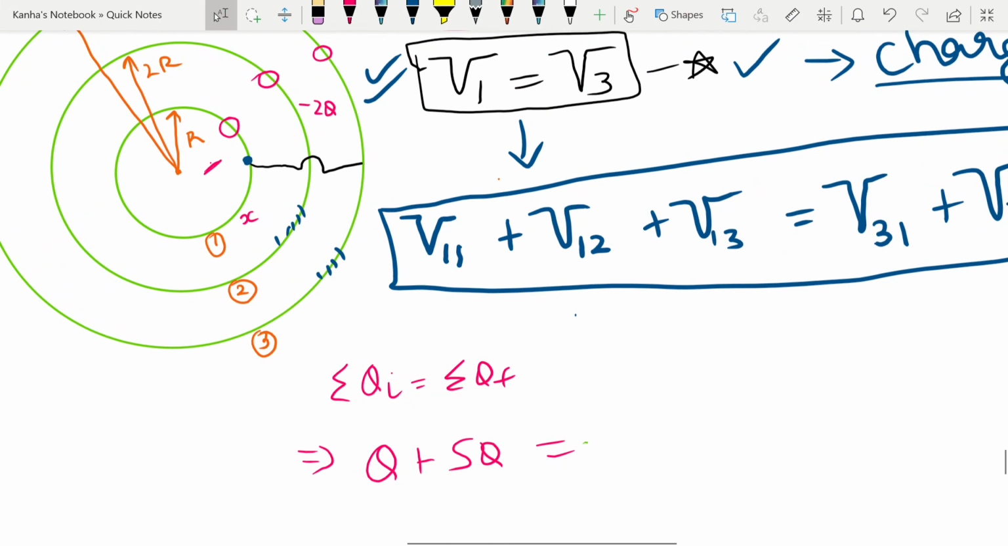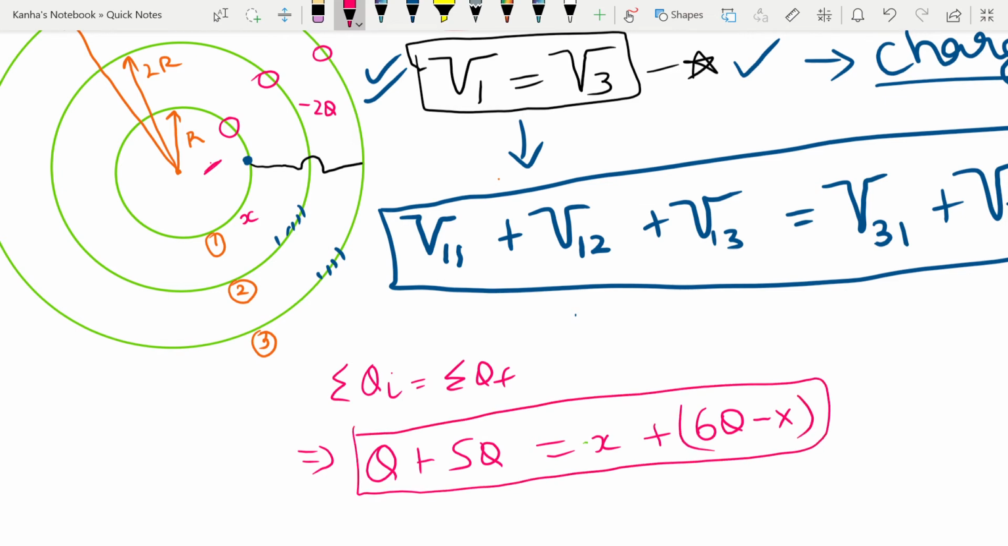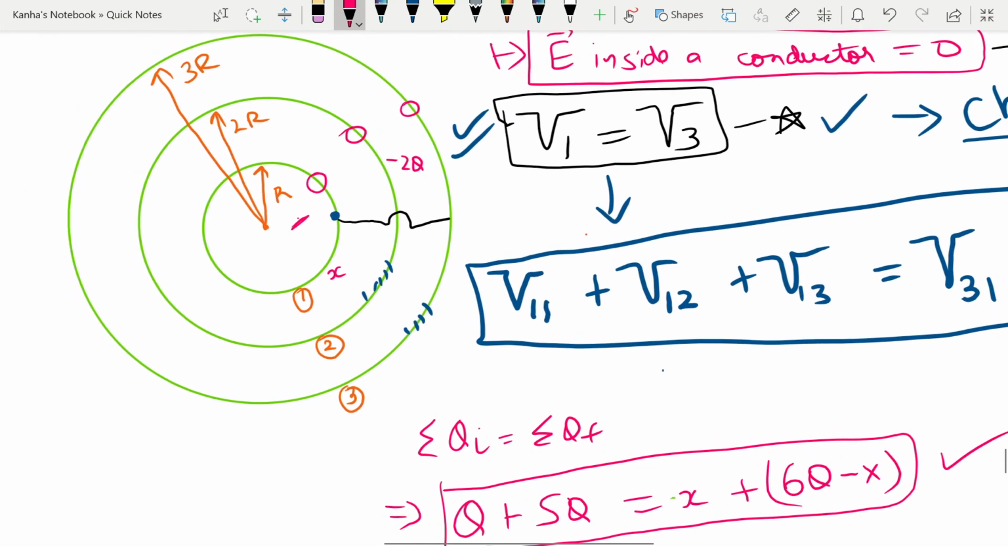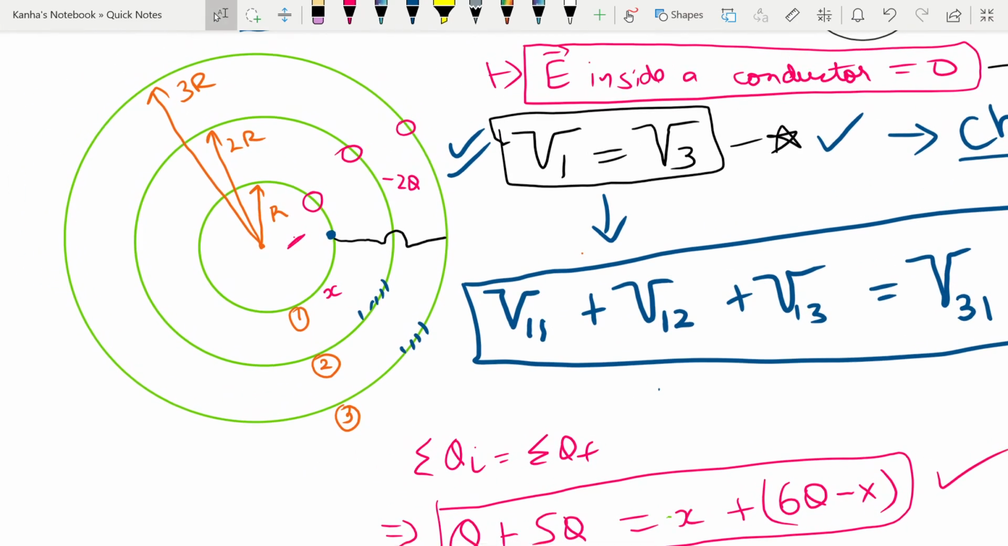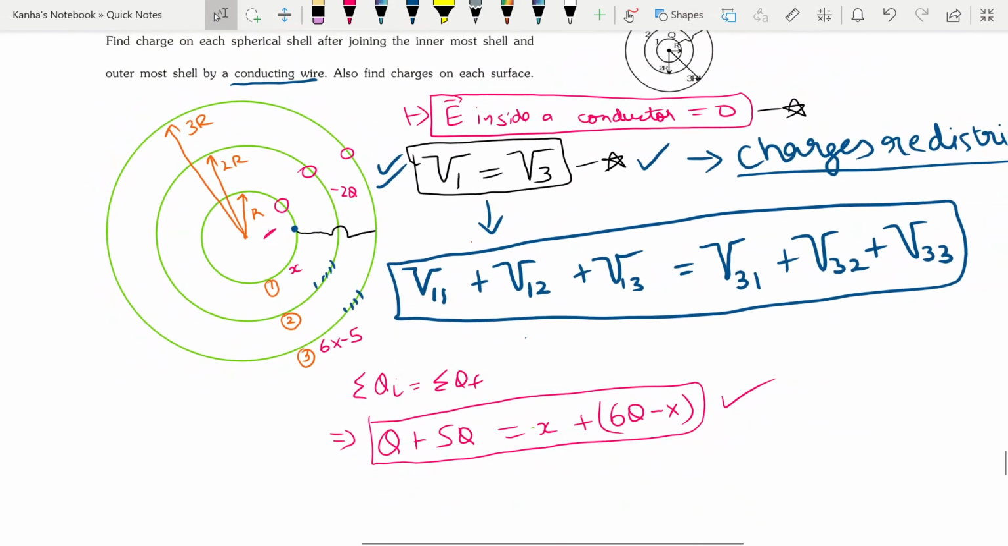So if I give a charge of x to the inner one, what will be the final one? It will be 6q minus x. Only then will the charges satisfy, right? So using this you can mark the charges in your question, x and 6q minus x. The same thing you will do if you have grounded one of the shells, then also you will be approaching the question in the same fashion.